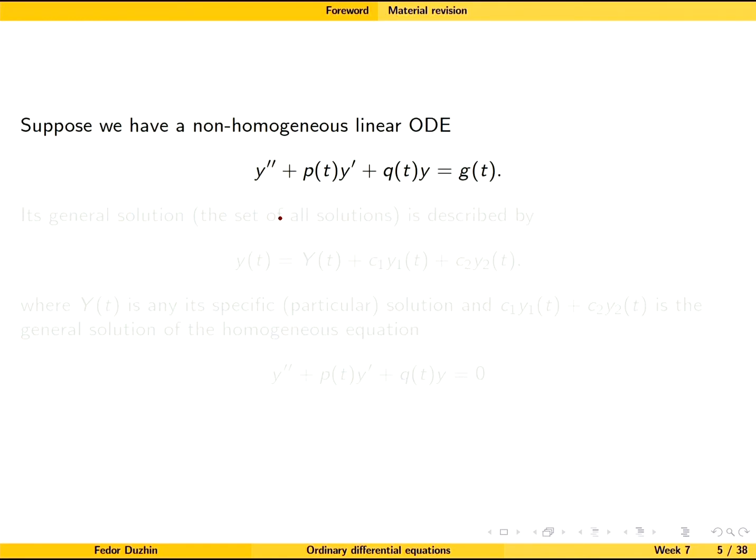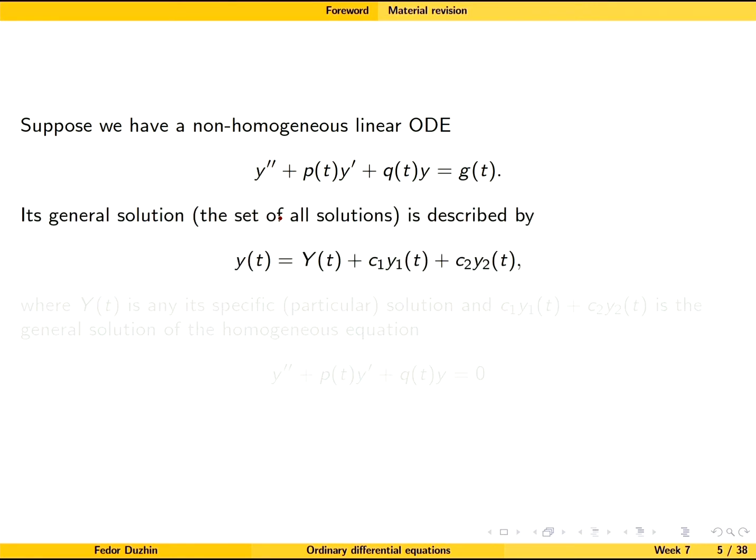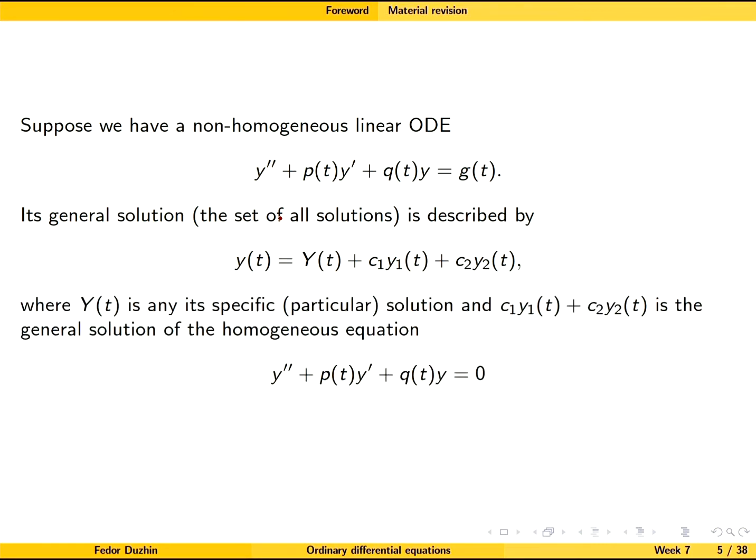Then we have tried to study non-homogeneous linear differential equations. We could not solve a non-homogeneous or general differential equation with non-constant coefficients, but we proved a few important theorems. The first of them is the formula for the general solution of a non-homogeneous differential equation if we know the solution of the corresponding homogeneous differential equation. So then it's just like in linear algebra.